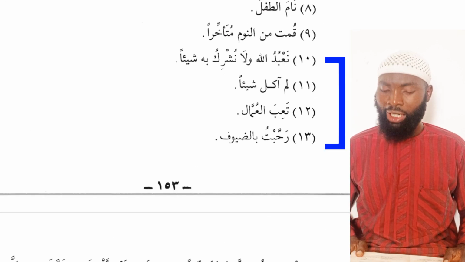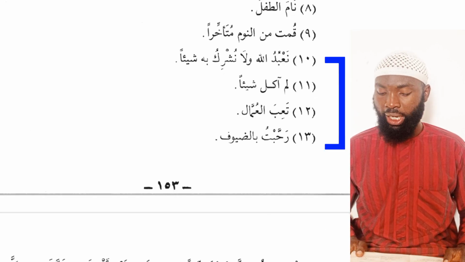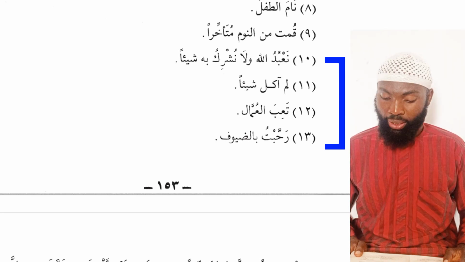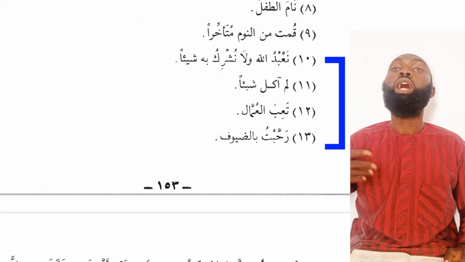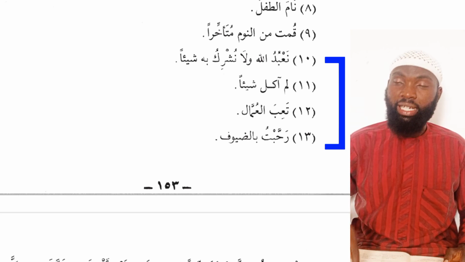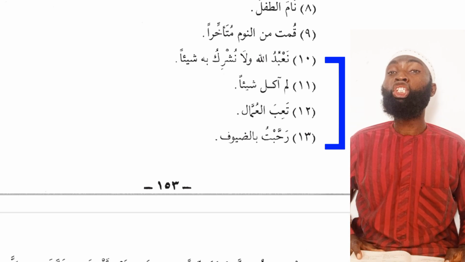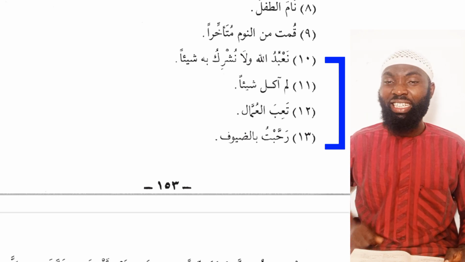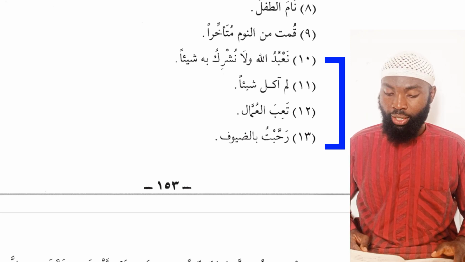Next we have na'budullaha wa la nushrik bihi shay'a. We worship Allah and we do not associate anything with him. So na'budullaha, we worship Allah. This is a transitive verb. Wa la nushriku bihi. Nushriku, because of the be here, this is what is called indirect, al-fi'lu ghayru sarih.